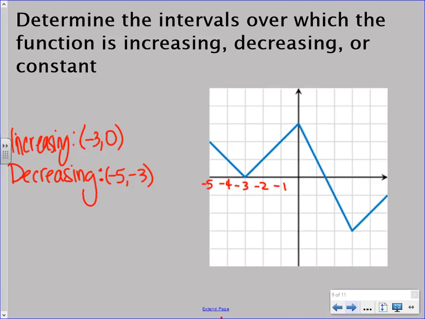Okay? And then we have an interval where we're doing what? We're decreasing from x is 0 to x is 3. So I'm going to attach that interval onto my decreasing. Okay, and then we have another interval where what's happening? We're increasing from x is 3 to x is 5.